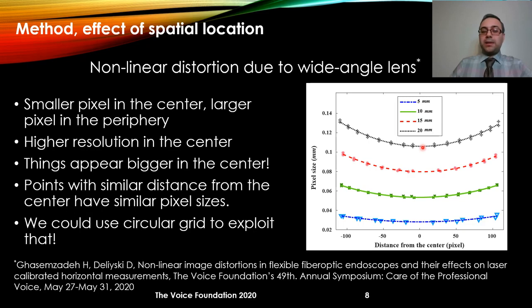Another point from this analysis is that there is a symmetry for the distortion. Points with similar distance from the center have equal pixel sizes. So we can use this characteristic of the distortion and use circular grids for doing horizontal calibration.